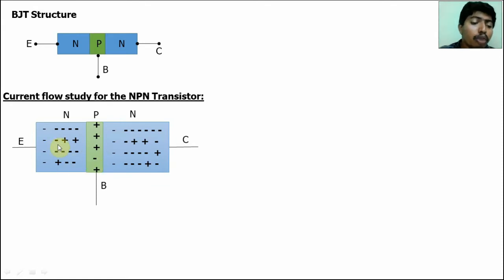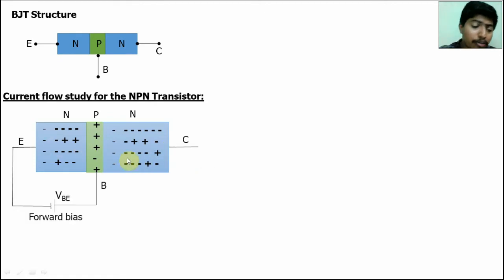To make the electrons and holes flow, we have to apply a forward force from here. We have to give an attractive force here. Then only the electron will flow from emitter to collector. So apply forward bias here, and apply reverse bias here. Then only the electron will flow from emitter to collector. If you apply forward bias in both directions, the electron does not move.